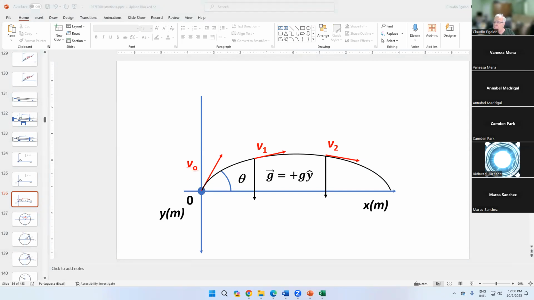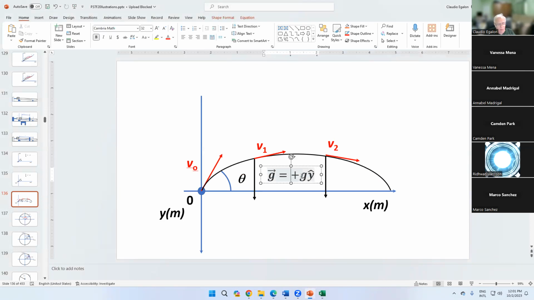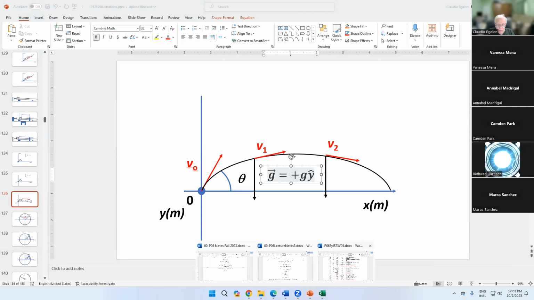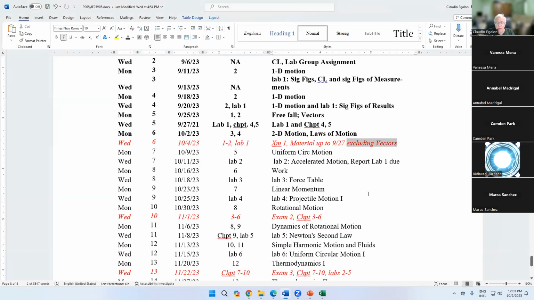Professor, I have a question about the lab hard copy. When is it due? Both the spreadsheet and the hard copy are due next week, Wednesday. It's here in the syllabus: report lab 1 due. And then we do lab 2, accelerated motion.